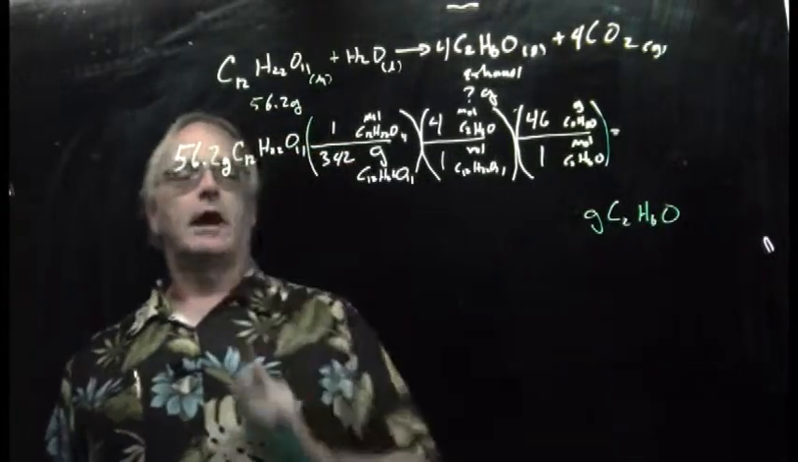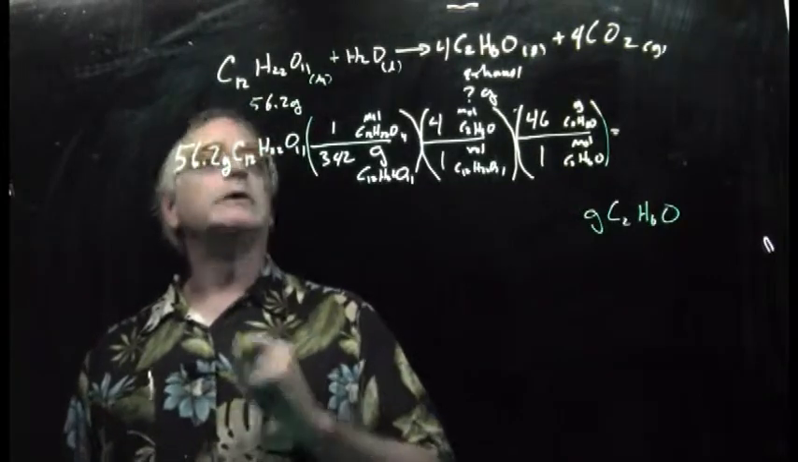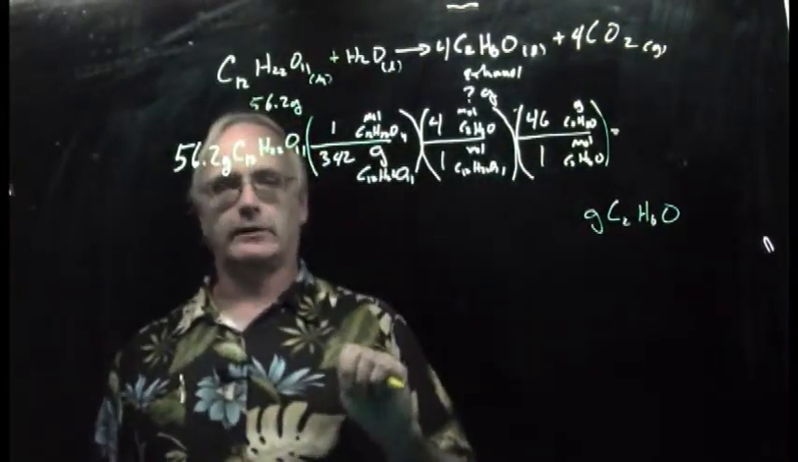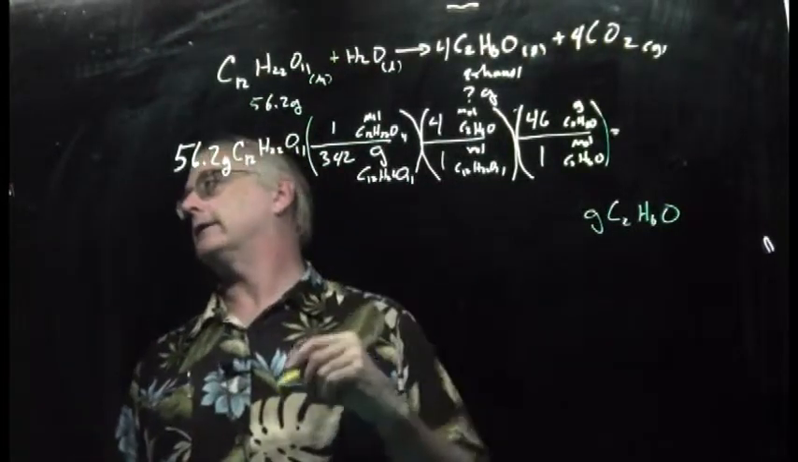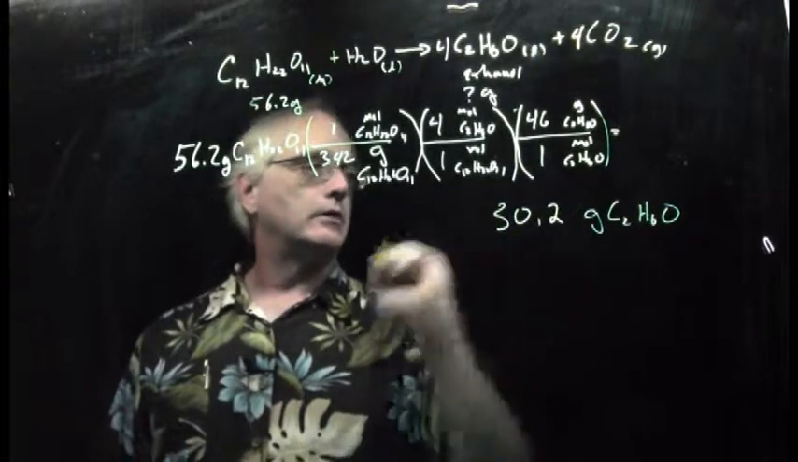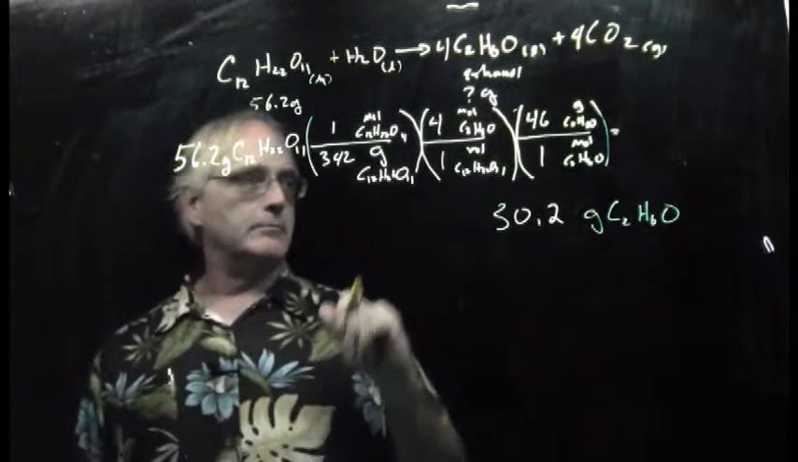How many grams of ethanol can you get from 56.2 grams of sugar? There is the perfect setup for it. And so now I get out the calculator, do the handy dandy calculator dance, and I'm going to come up with 30.2 grams of ethanol. Okay? And that is the amount I should get.